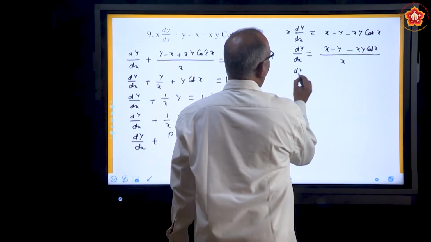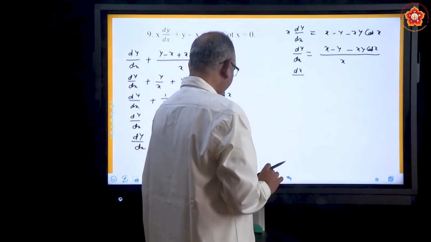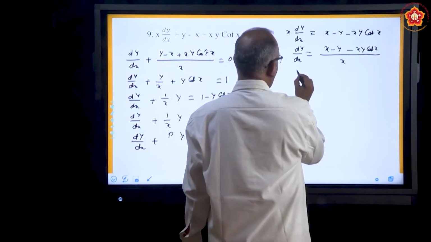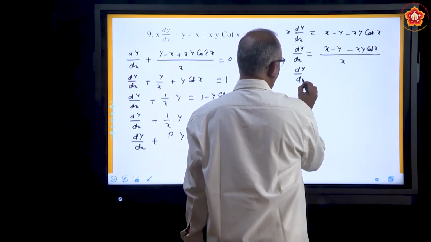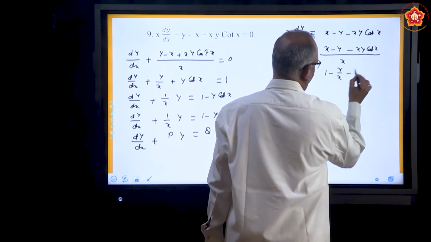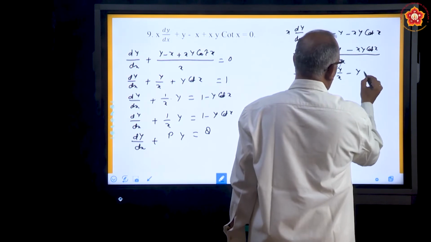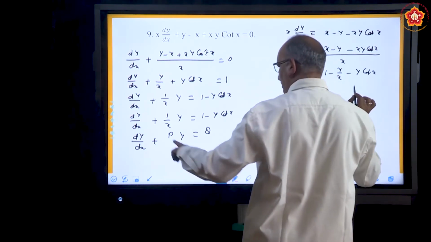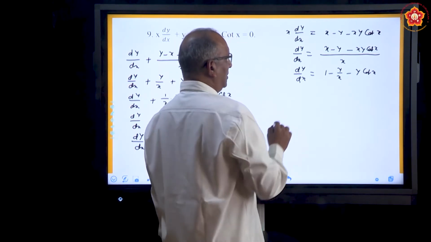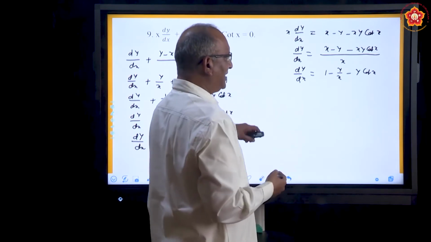You will get dx by dy, or even before that, simplify. This can be written as dy by dx equal to 1 minus y by x minus y cot x. See, this is what we got there also. We are finding it difficult to put it. So, what we were trying to do is see whether it can be converted into dx by dy.